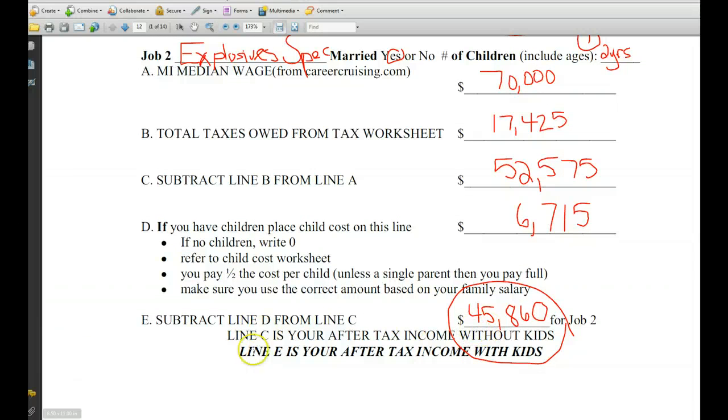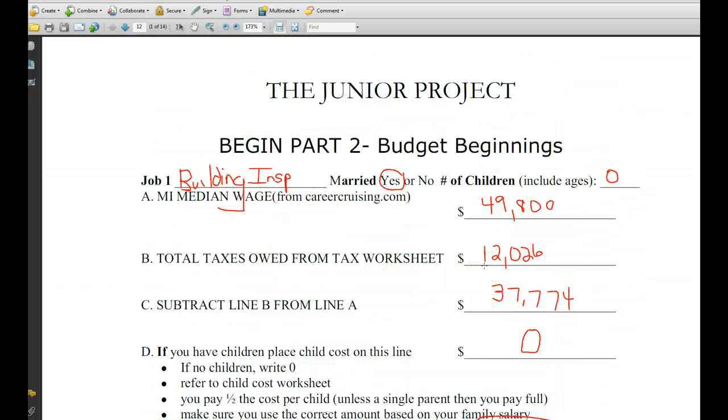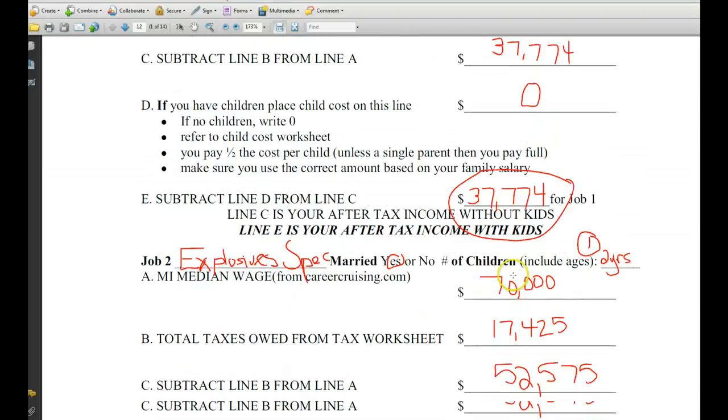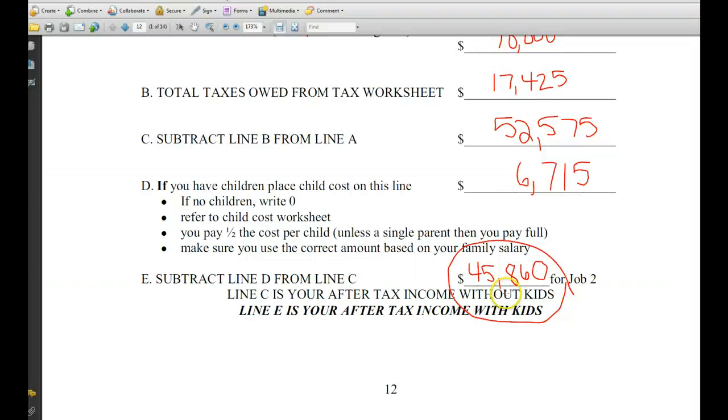So it's going to ask for line E. This is line E. Once you've done this sheet, you are ready to start getting into your houses. So that's it for the beginning budget.